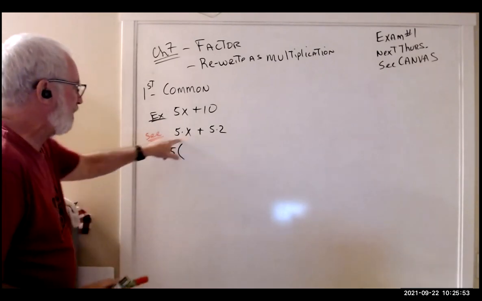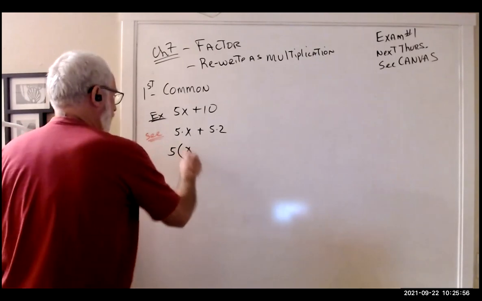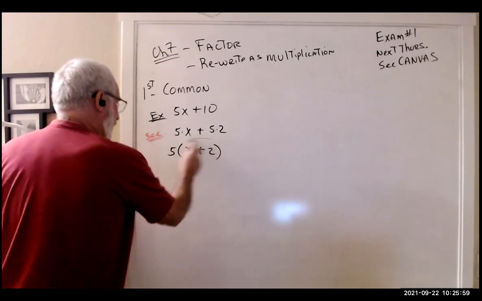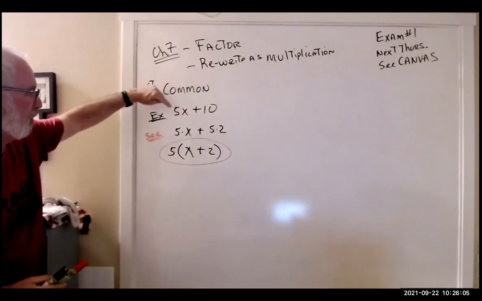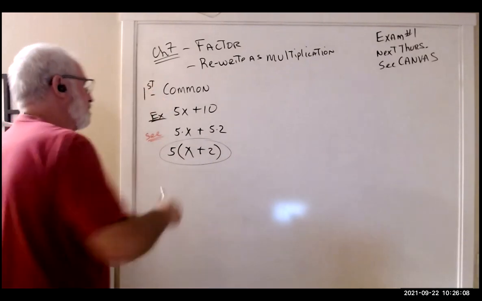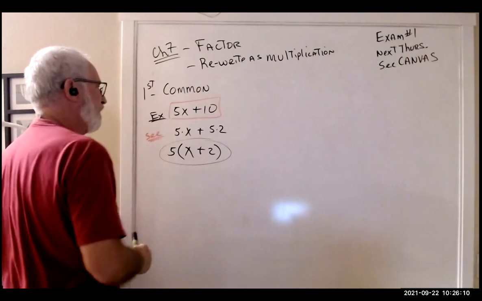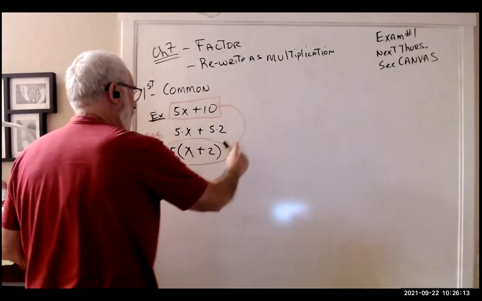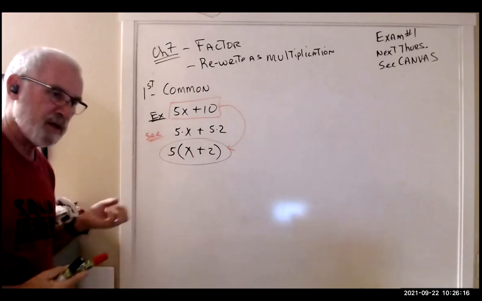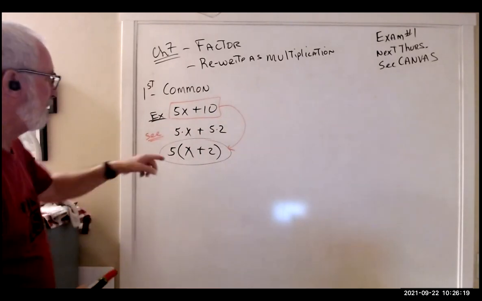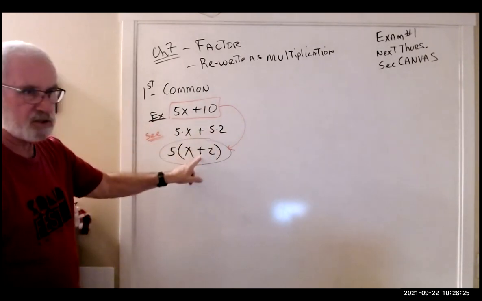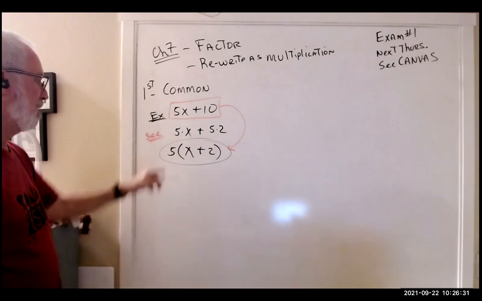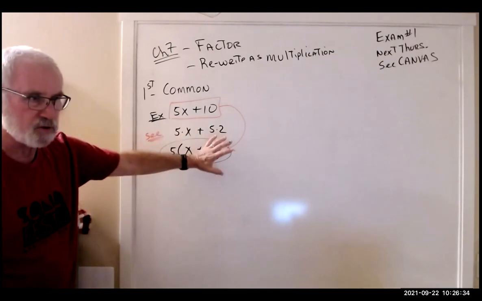We divide out the 5 and we ask, what's left? x plus 2. And that is your final answer. You've just taken this problem, which was addition, 5x plus 10, and by pulling out what they had in common, the 5, what was left behind was the x, the 2, and the plus sign. Now this is a multiplication problem. 5 multiplied by x plus 2.